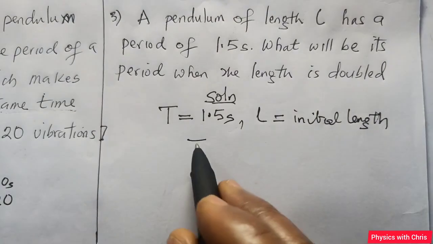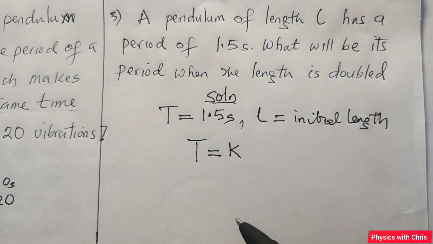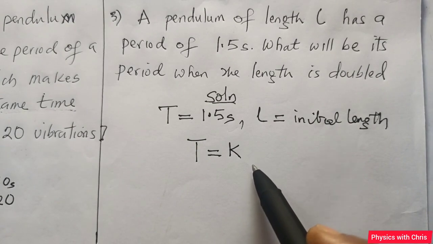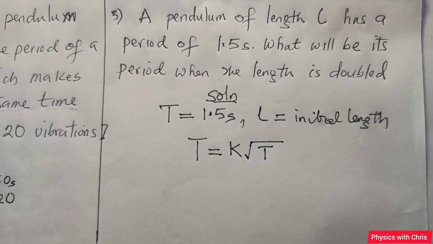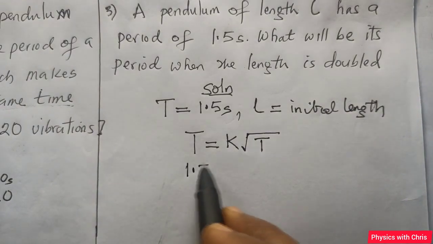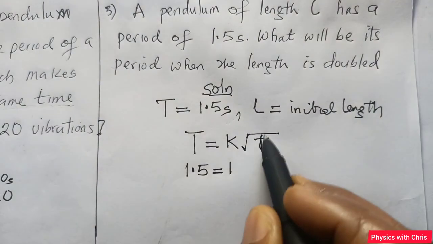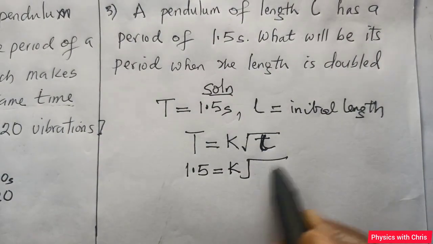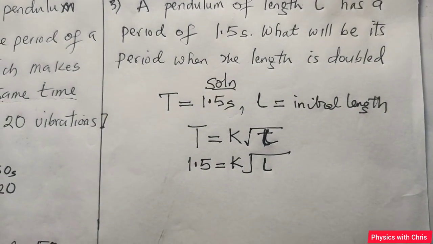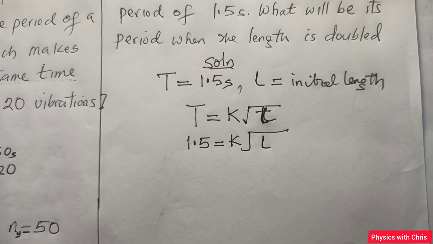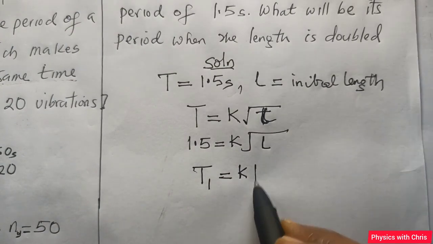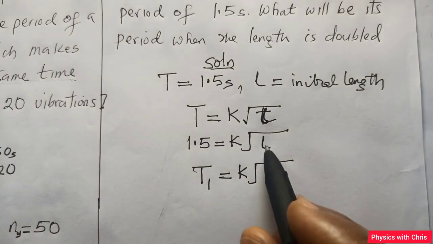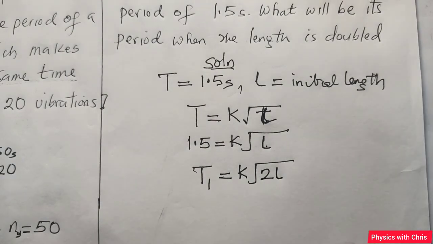Because they didn't say anything about g, let's take constant k as 2 pi over square root of g, so that we have this equation. I'm going to use this relation to solve that problem. When the period was 1.5 seconds, this was k square root of L. Now we need to find the period, which I call T1, when the length is doubled. The second condition is that L becomes 2L, because when we manipulate the length, we don't expect the period to be the same.